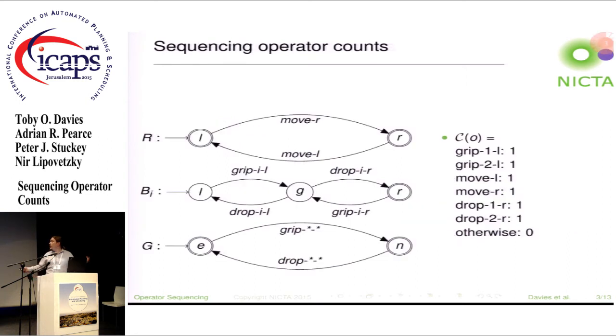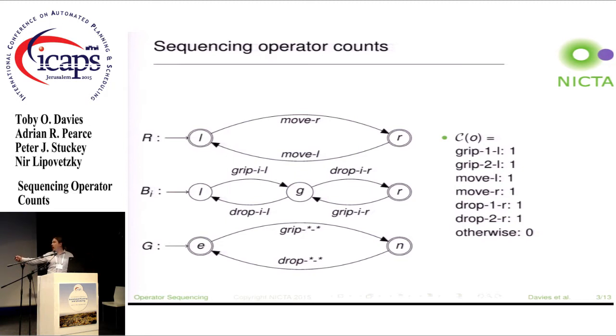So, yes, okay, my slides are working. So if we end up with an operator count, there are some things we can do with it. So I've got a running example for these. And this is a very simplified version of gripper. So you have 2 balls, B1 and B2. I've just condensed them here into BI, but there's 2 of those. You've got to move them from the left room into the right room.